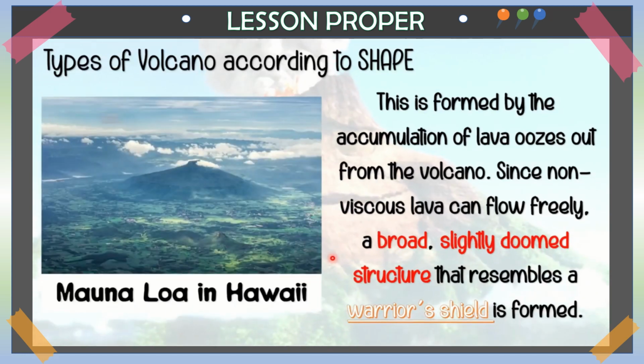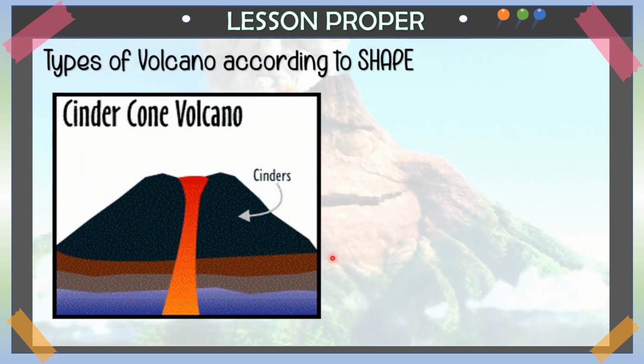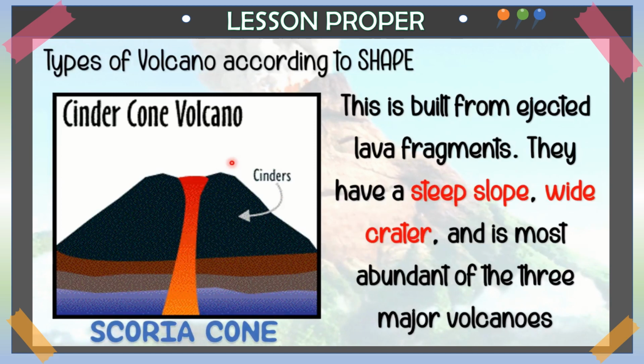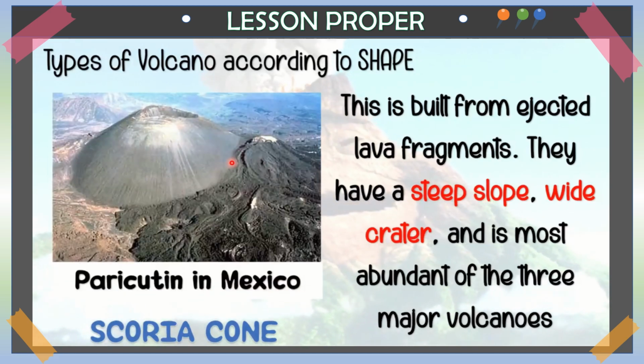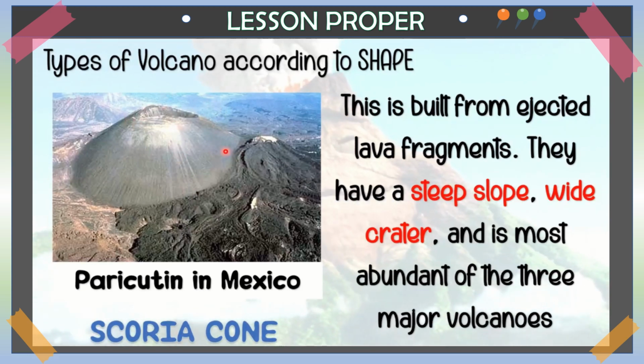Example is Mauna Loa in Hawaii. The second type is what we call cinder cone volcano. This is built from ejected lava fragments. They have steep slopes, a wide crater, and are the most abundant of the three major volcanoes. It is also known as scoria cone. Example is Mount Paricutin in Mexico. As you can see, it has a steep slope and a wide crater that are characteristics of a cinder cone volcano.